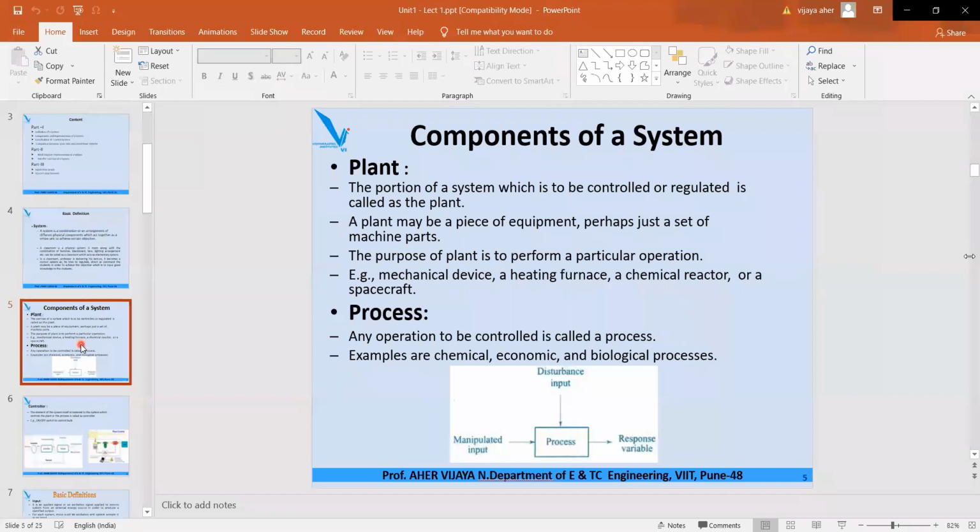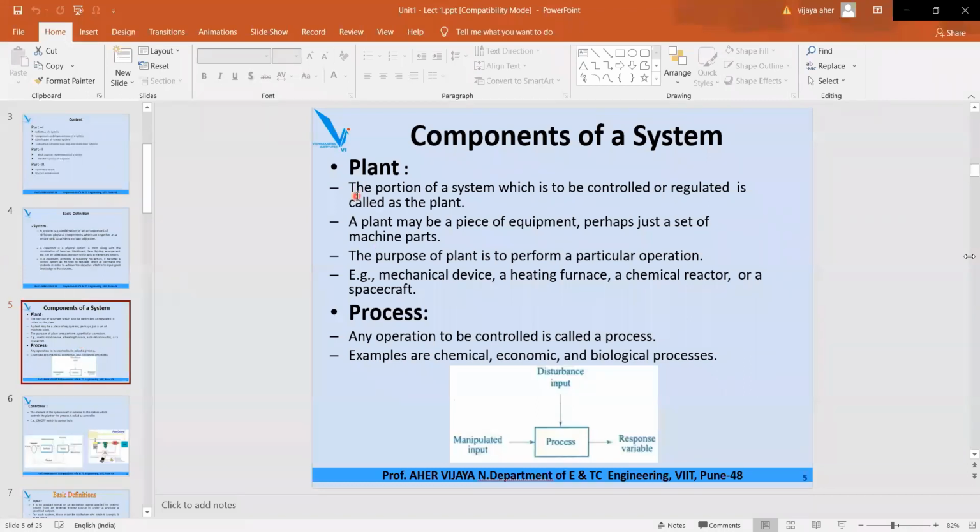Now, components of a system. Suppose we take the example of an industry or any plant. There is a process, there is a controller, and all together is nothing but your system. So you should know the components of a control system. The very first component is the plant.